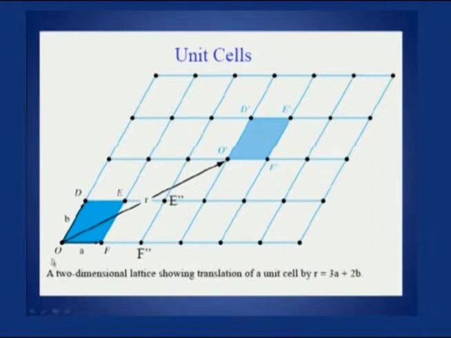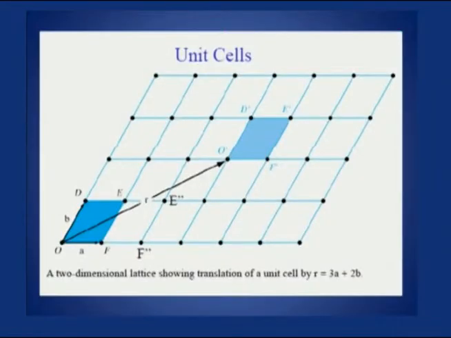So, this OFED will become O prime, F prime, E prime, D prime, right. So, all the cells will be identical. It is something like a wall made up of bricks, where all the blocks are identical, right. There is nothing to distinguish between one brick and another brick.